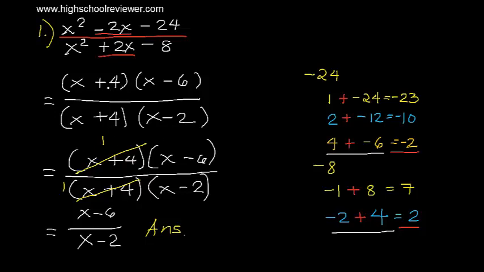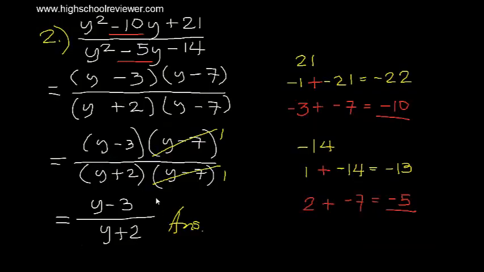And then looking at the numerator and the denominator, we can see that we have here the same quantity of x plus 4 on the numerator as well as the denominator. So we can cancel this out because this is equal to 1. What will be left now will be x minus 6 all over x minus 2, and this is our final answer.